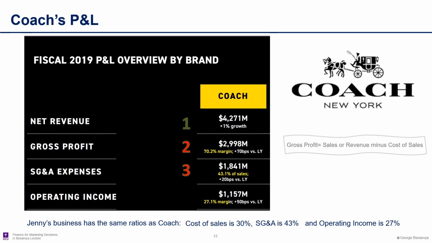We have learned the process to analyze any P&L from any industry and how to make our own P&L. On the next video, we will also learn how to use a balance sheet to increase profitability.